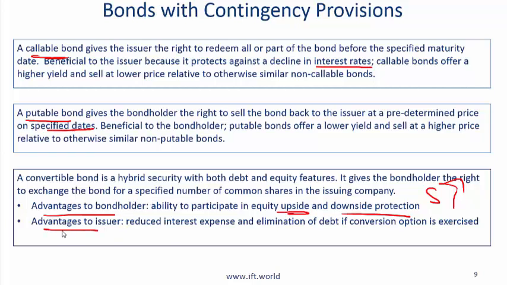Advantages to the issuer: reduced interest expense, and elimination of debt if conversion option is exercised. Now, do you think if I am the issuer, can I issue a convertible bond at a relatively lower interest rate? I can. The reason is I am giving you, the investor, something that you like. So obviously if I'm giving you something that you like, then I can get away paying you a lower interest rate. So that is the major advantage to the issuer.